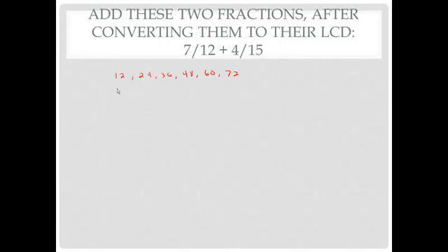Let's look at multiples of our other denominator, 15. 15, 30, 45, 60. Well, I've just found the first common multiple, or the least common multiple, which is 60. So 60 would be my LCD. Now, I'm starting off with 7 over 12 and 4 15ths.